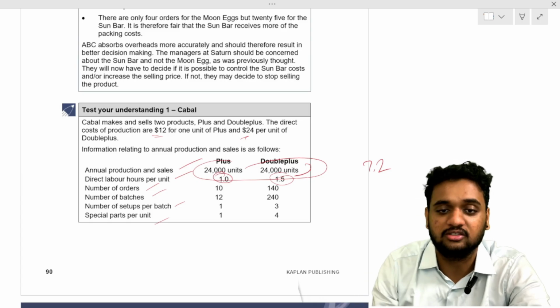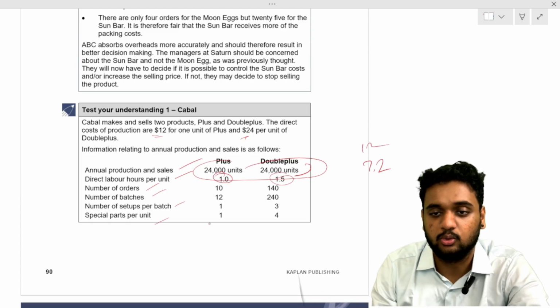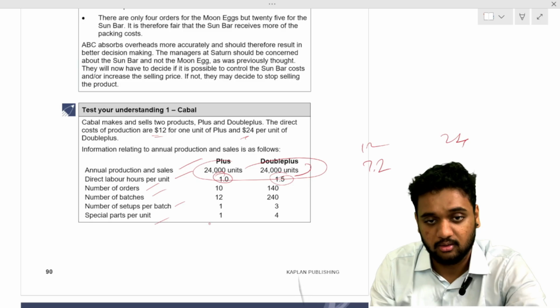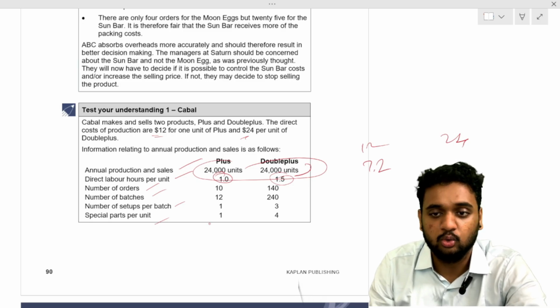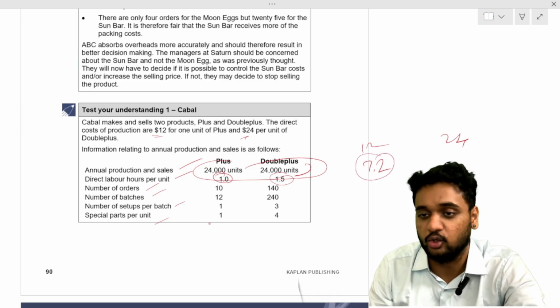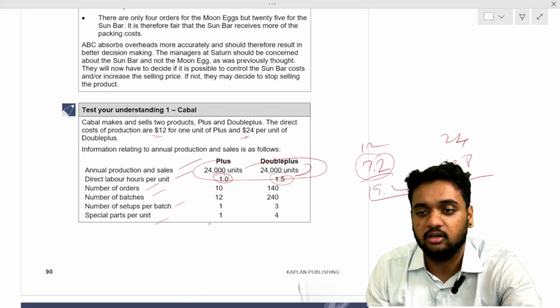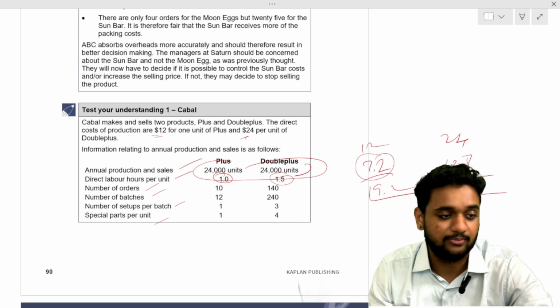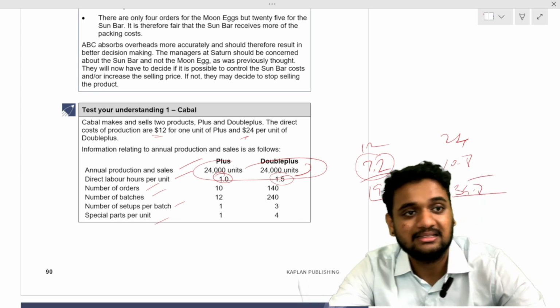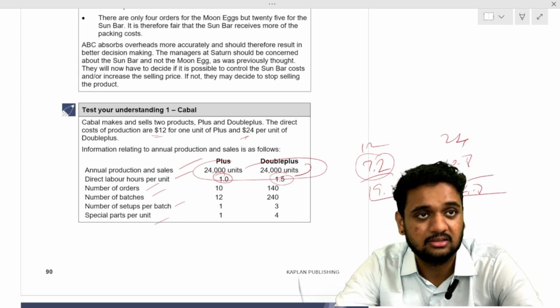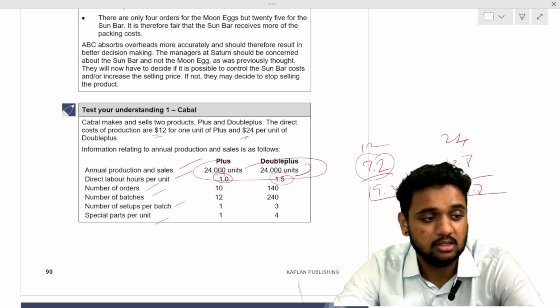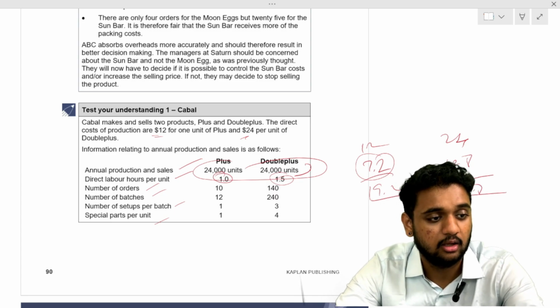What is the total production cost? The direct cost is 12 and 24. To that you have to add your indirect cost, that is 7.2 and 10.8. If you add both, you will get the total production cost. Understood all of it till this? Yes or no? Don't look at the answer.